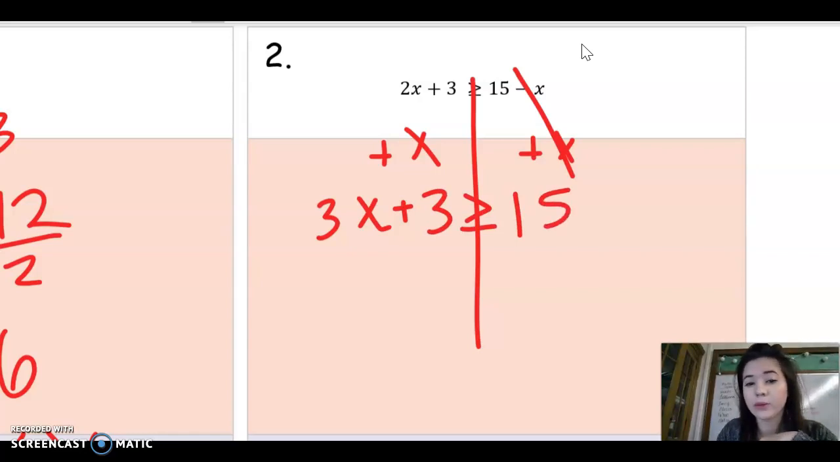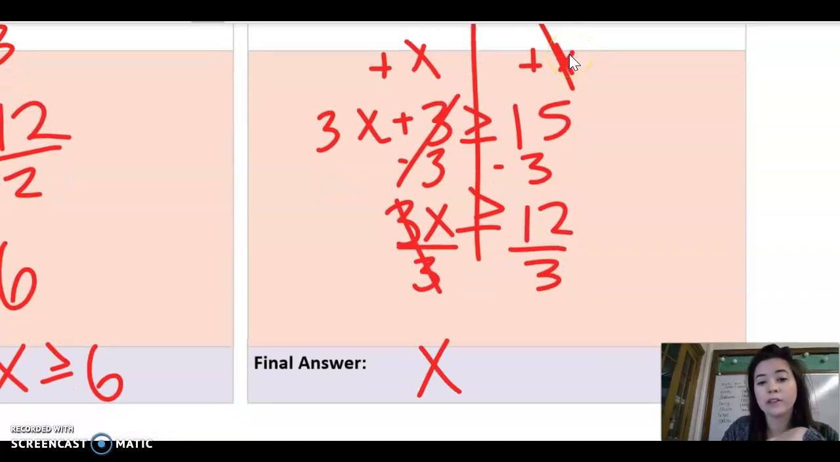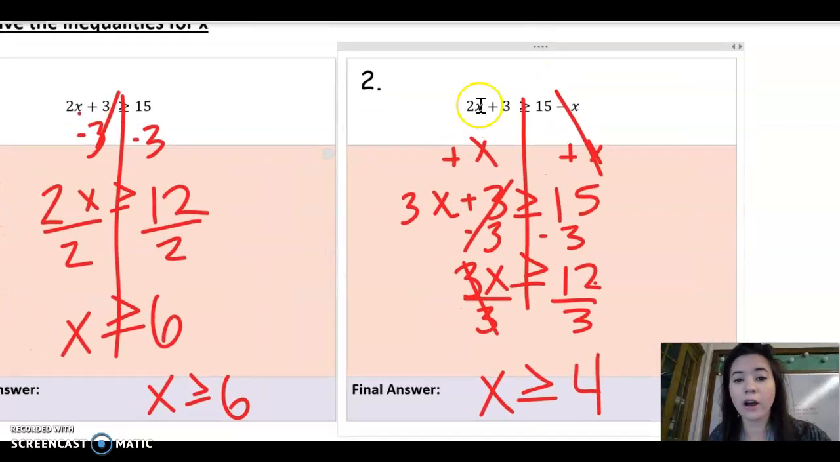And then again, two-step equation, I want x, so I'm going to start by subtracting 3 on both sides. We get 3x is greater than or equal to 12. Divide both sides by 3. And we get x is greater than or equal to 12 divided by 3, which is 4. And voila, we are done.